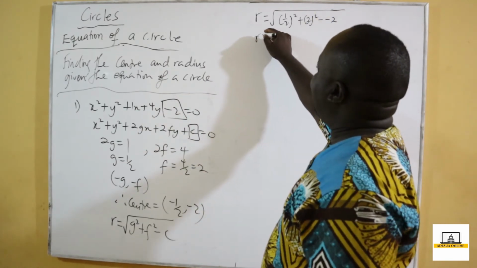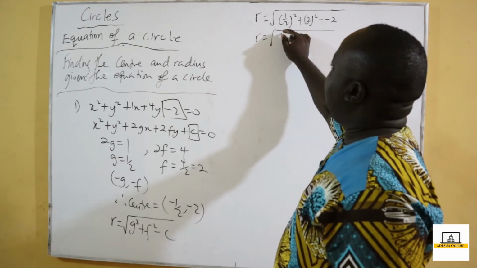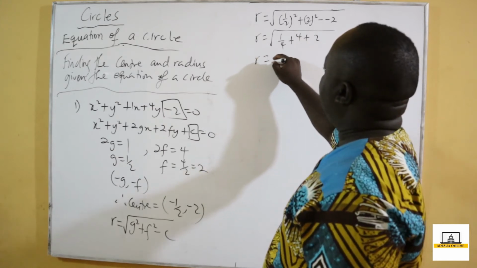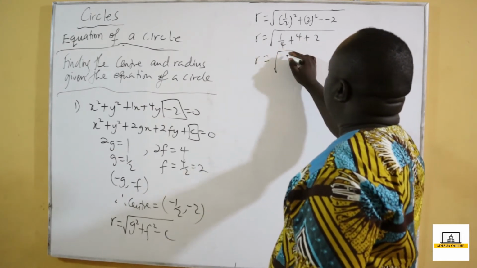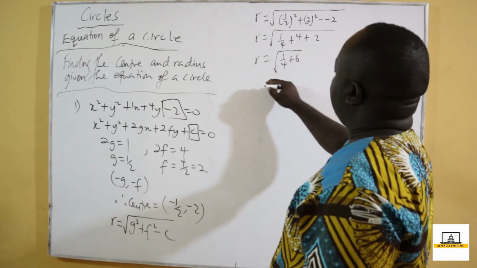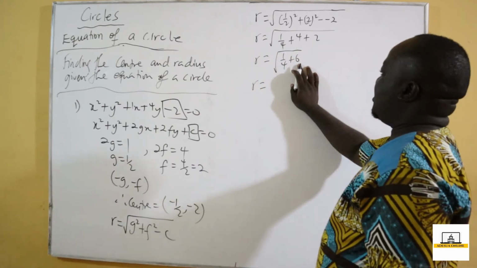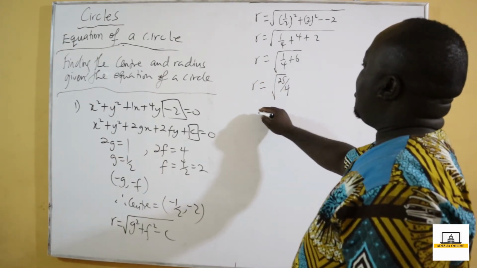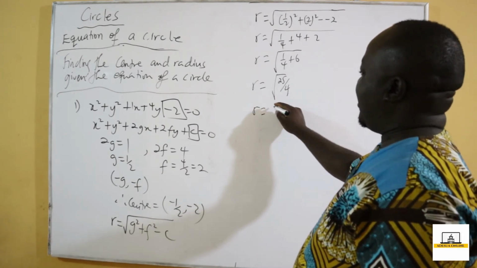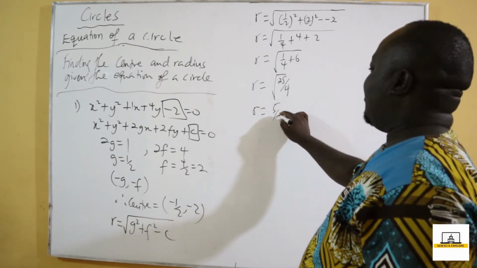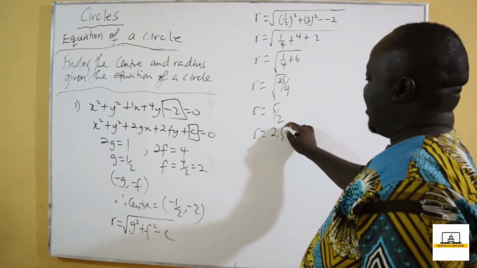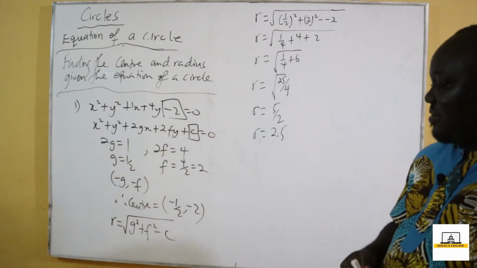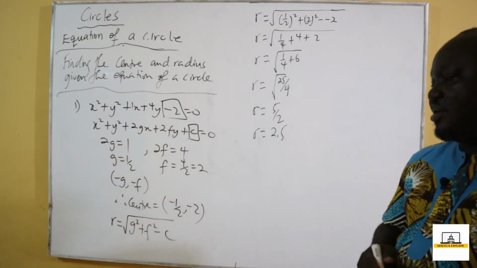So when we solve, we shall get our radius to be equal to the square root of 1 over 4 plus 6. So our radius will be equal to the square root of 25 over 4, since 4 times 6 is 24, and 24 plus 1 is 25. The square root of 25 is 5, and the square root of 4 is 2. It becomes 5 over 2, which is equal to 2.5. So our radius is 2.5 units, and our center is minus half, minus 2.